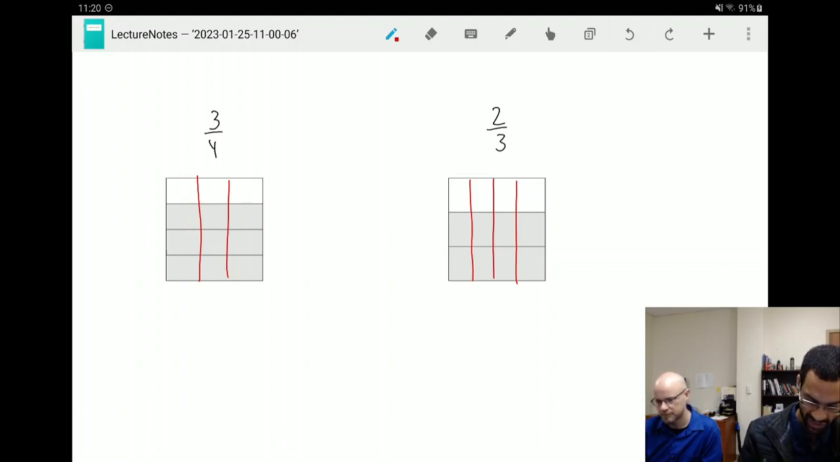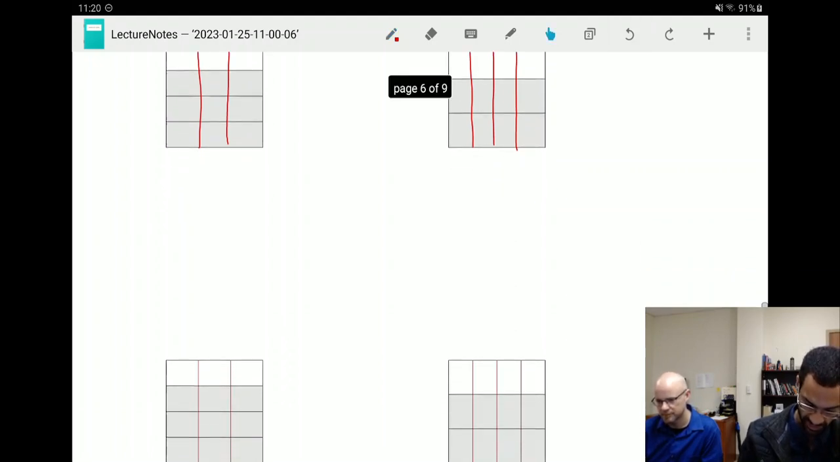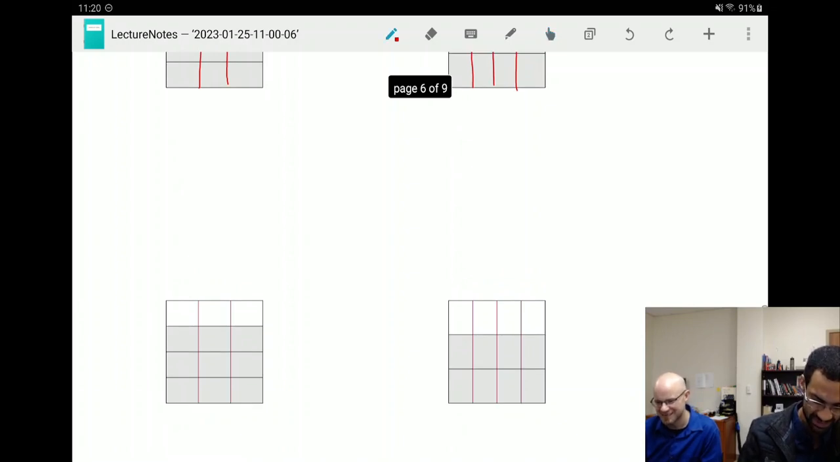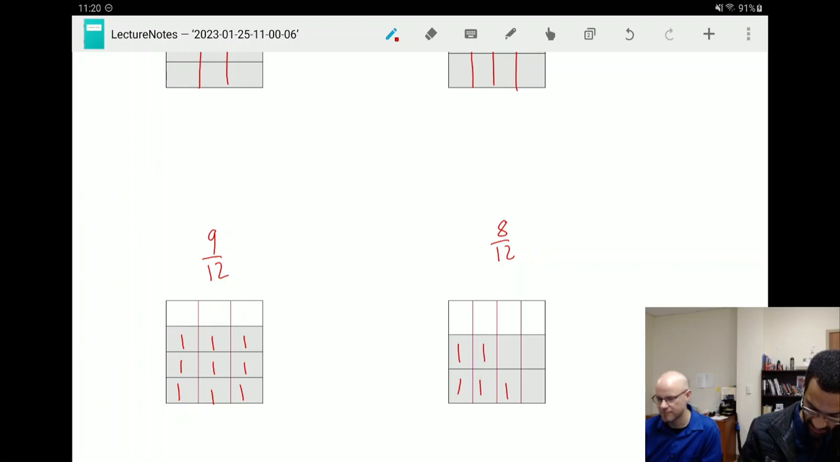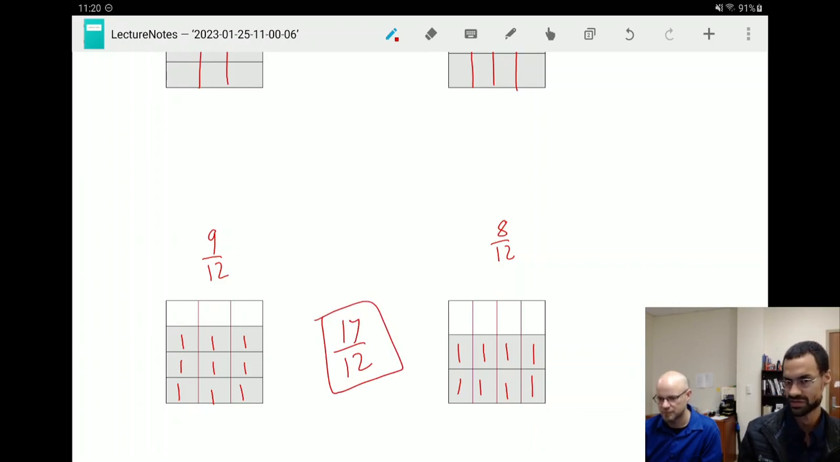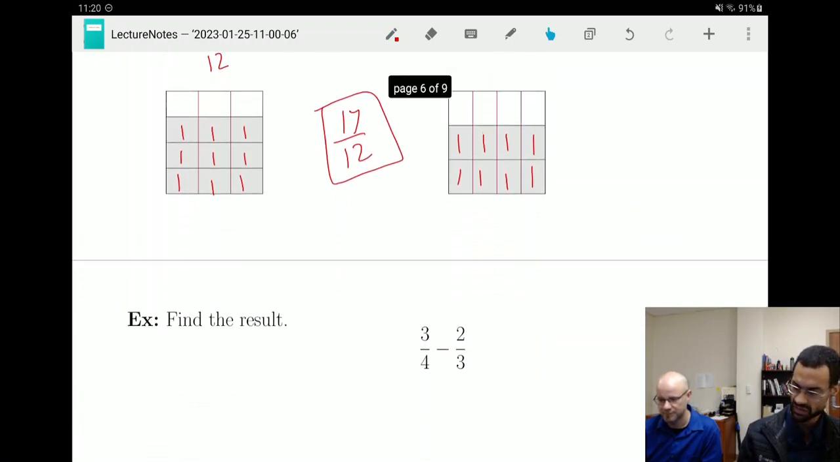So this one has 9/12, and this one has 8/12. And if I counted all the gray squares, 7, 8, 9, 10, 11, 12, 13, 14, 15, 16. Oh, look at that. I have 17 pieces that are of size 12th. So just breaking it up, always getting those equal size pieces.